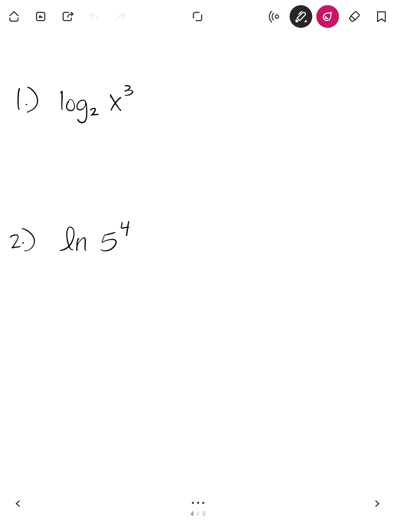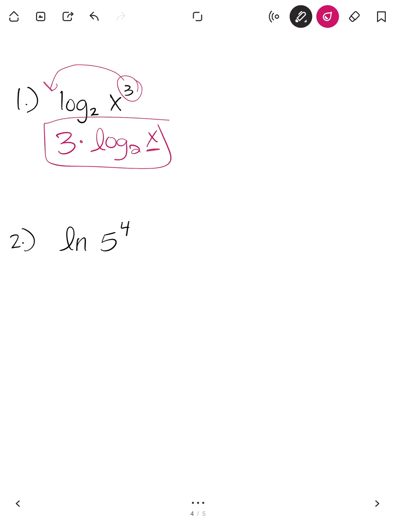Looking at this one, this is going to be that power property. So this first one, I have this 3. I want to move it out in front. 3 times log base 2 of x. Because I have an x right there, I am not able to type it into the calculator.